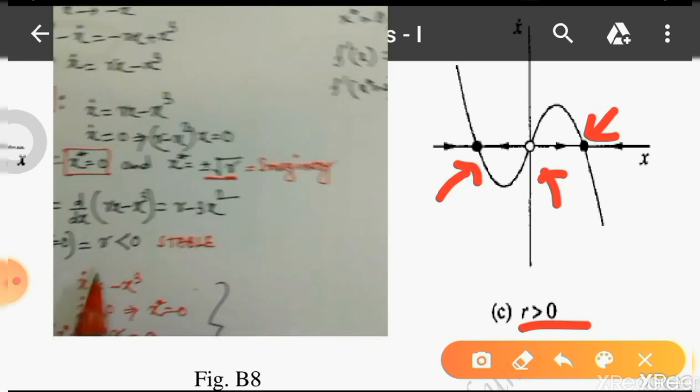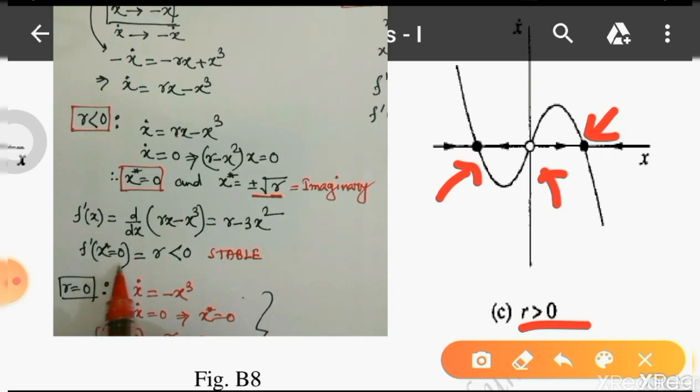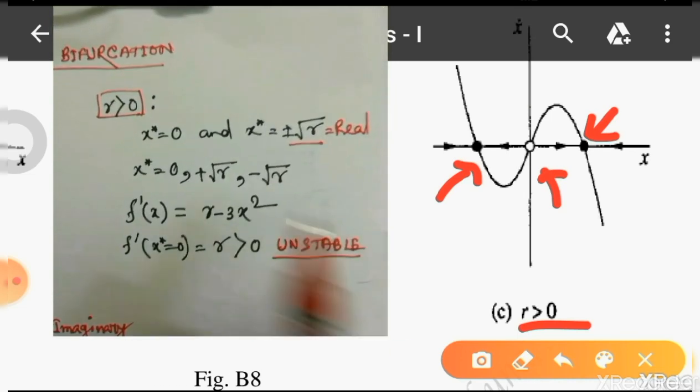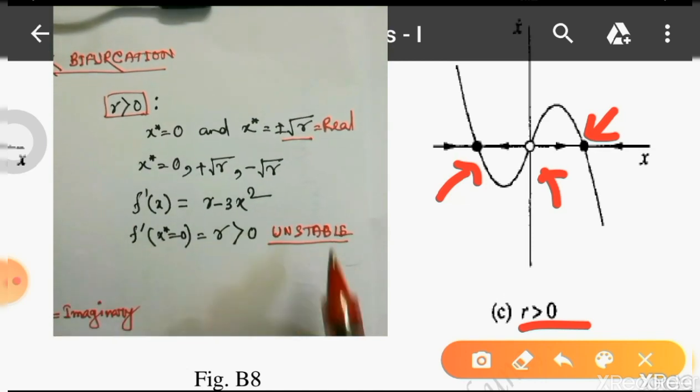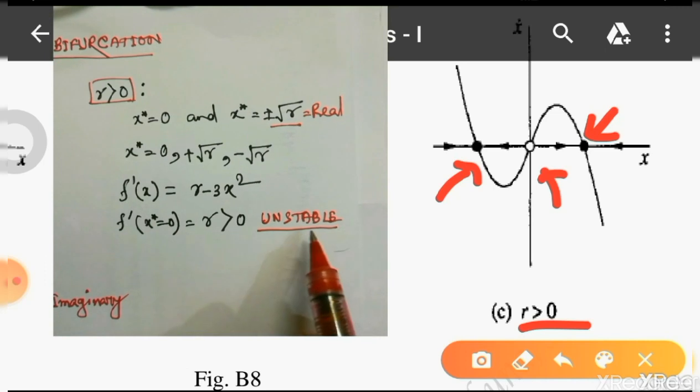You can see when r is less than 0, then x equal to 0 is a stable fixed point. But when the condition changes, r becomes greater than 0, then the same fixed point becomes an unstable fixed point.